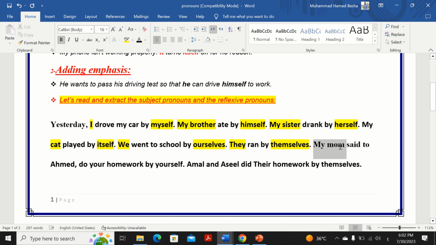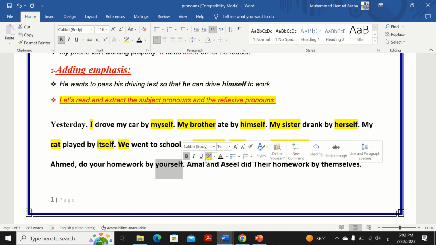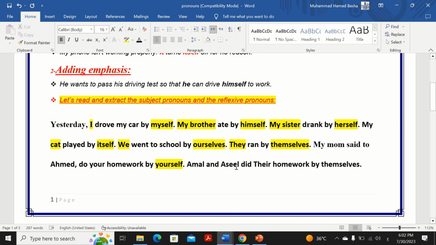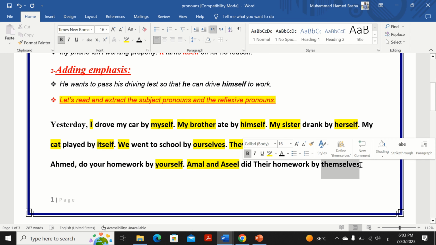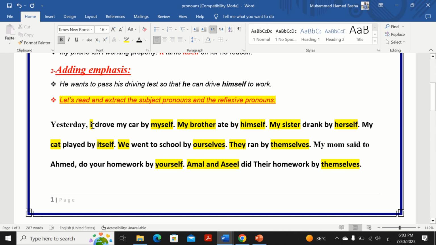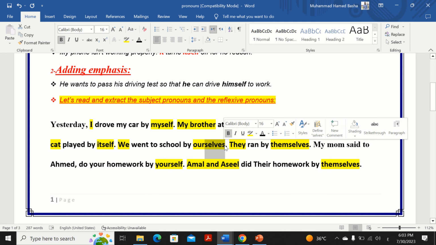My mom said to Ahmed, do your homework by yourself. Amal and Asil equal they, did their homework by themselves. Excellent. As you see here, if you have a singular subject, you have self, but in the plural, like we or they, you have selves.